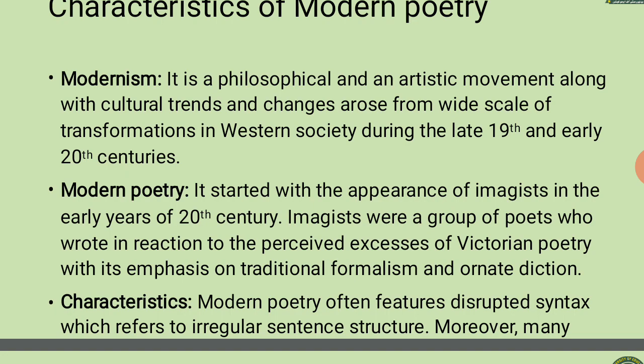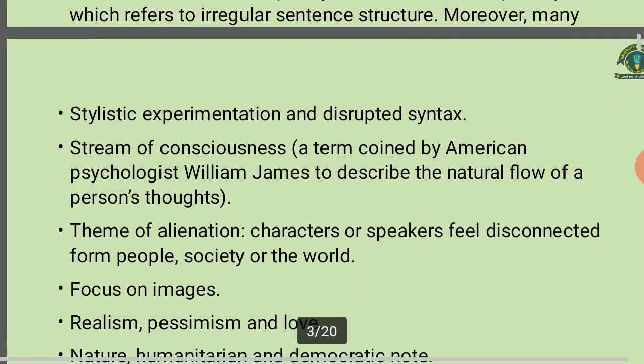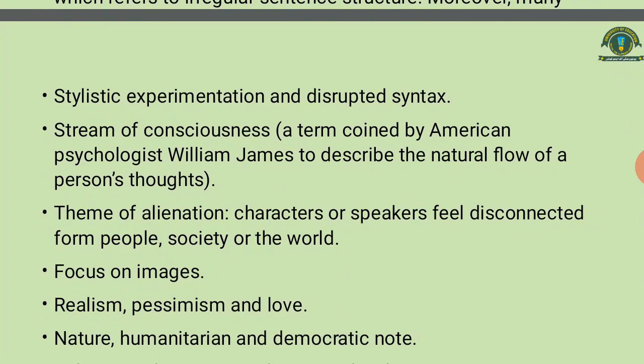And then some of the major characteristics of this age is that modern poetry most of the time uses disrupted syntax, which refers to irregular sentence structure. You can also see that modern poets are not concerned with sentence structure; rather, whatever they want to write about a particular situation, a particular reflection of life, they start writing about it, instead of thinking about the sentence structure and other regularities. Moreover, you will also see many stylistic experimentations that have been done in this age.